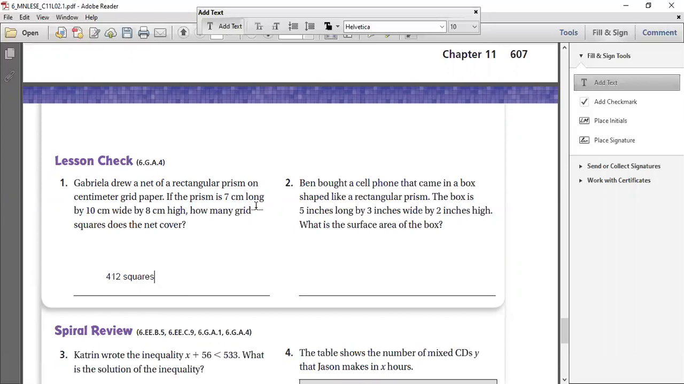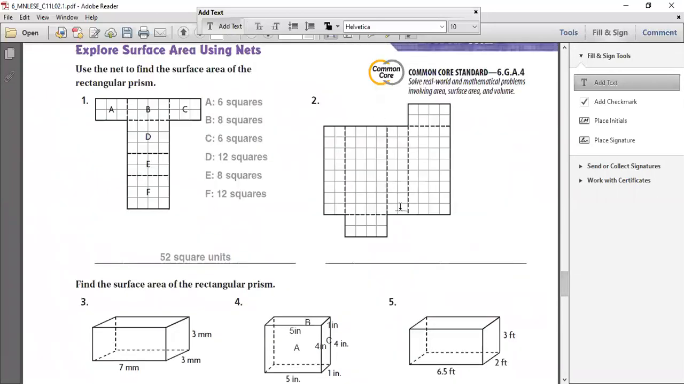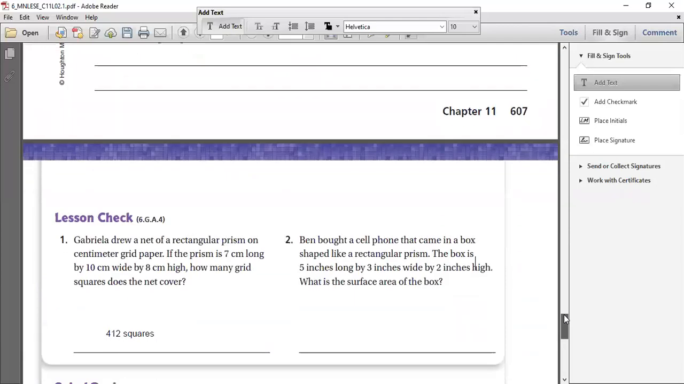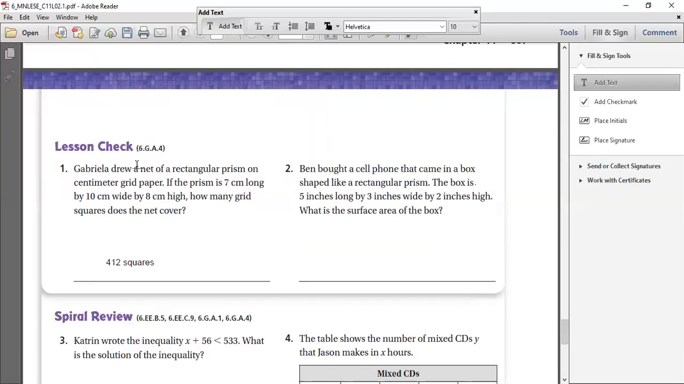They did not give us any measurements in grids, right? They gave us centimeters, but they want you to find it in grid squares. So you get 412 squares, which means you multiply 7 by 10 and then multiply by 2, then multiply 8 by 7 and multiply by 2, 10 by 8 and multiply by 2. We will get the answer as 412.